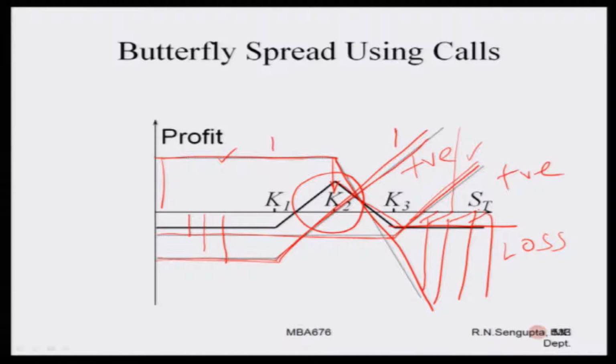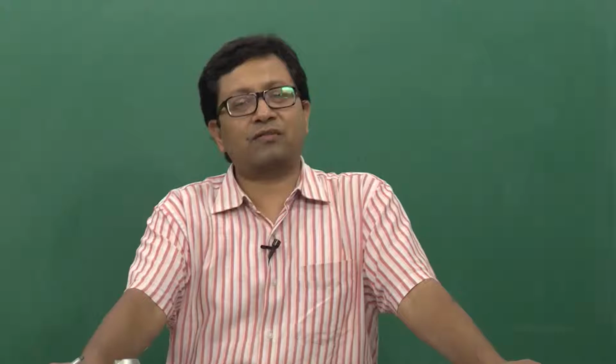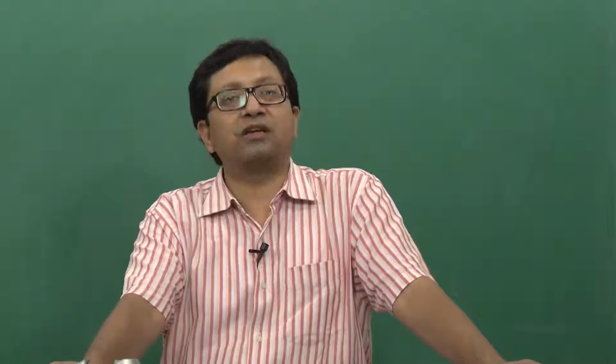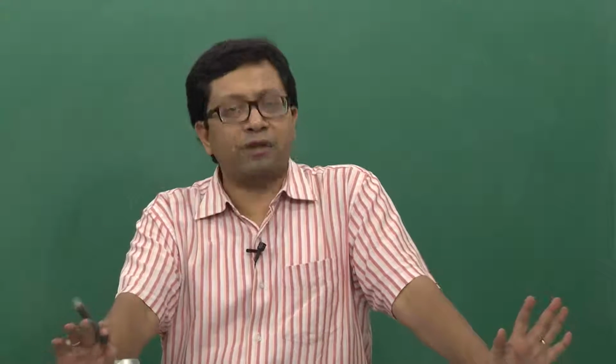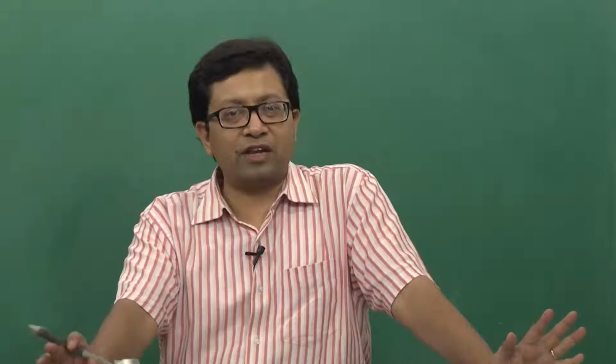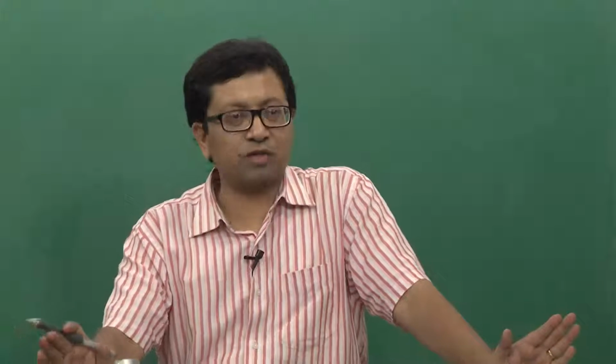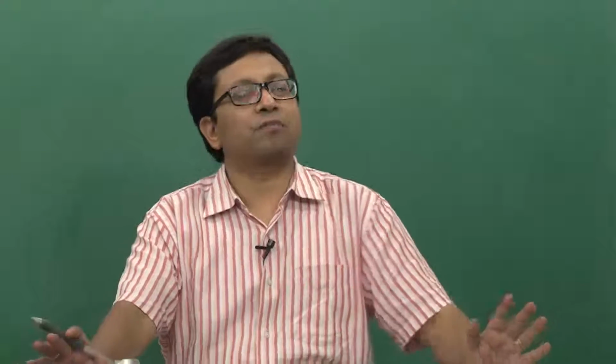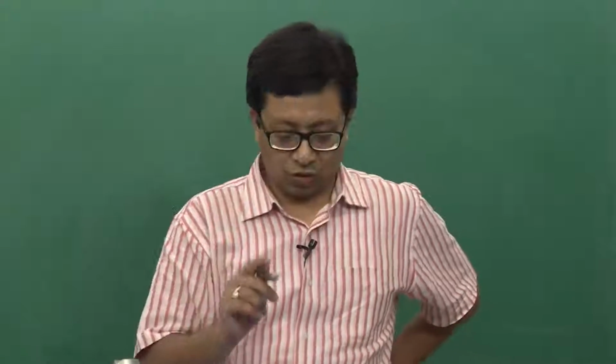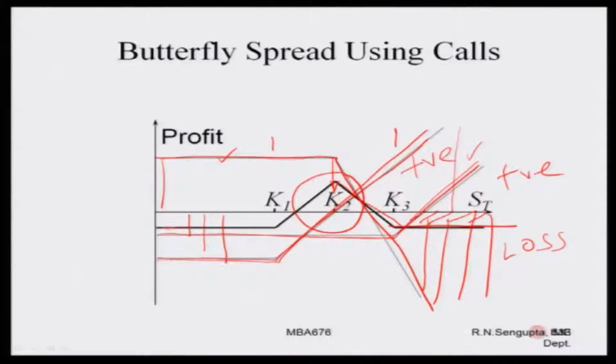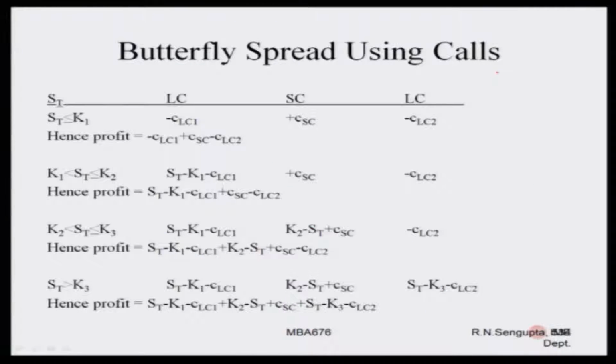So, what you have been able to do is combine the options in such a way that for any marked fluctuation greater than K3 or less than K1, you make minimal loss, and for any variation within a bandwidth which you think is possible, you are able to make some profit, in the sense you are able to minimize your overall loss. So, this is what you see, and you have basically formulated the butterfly using calls. So, that was the diagram.